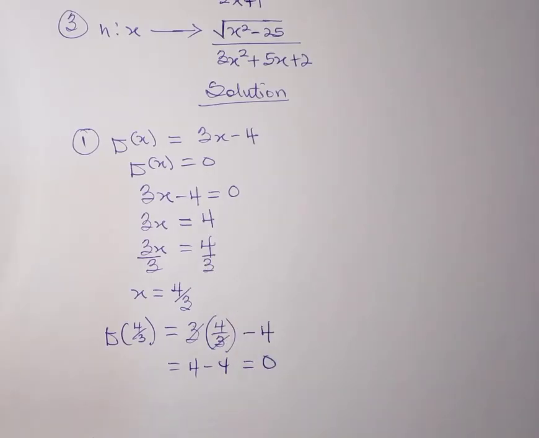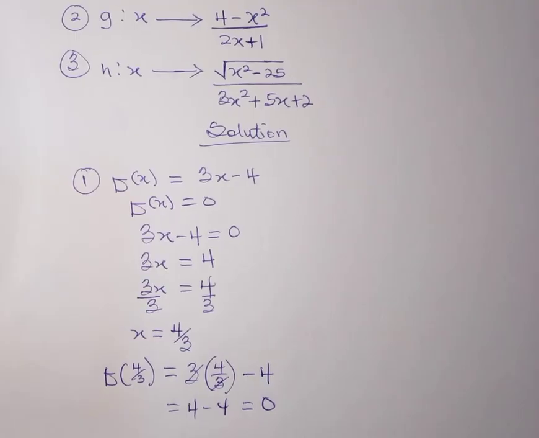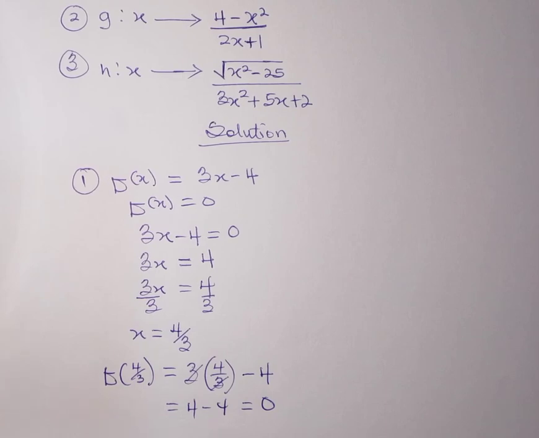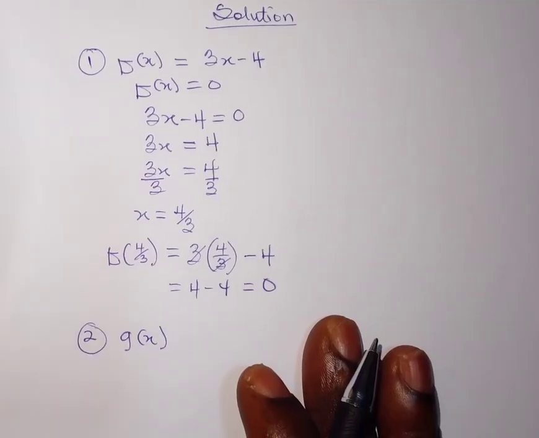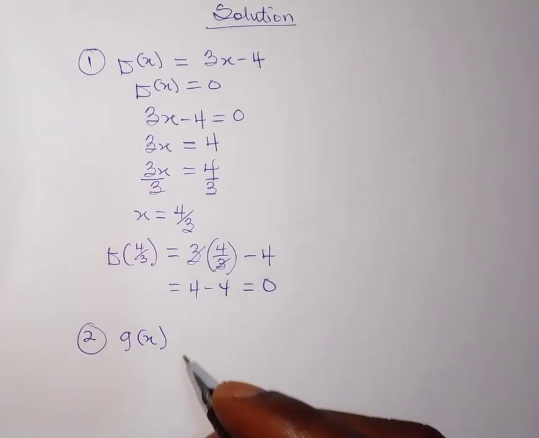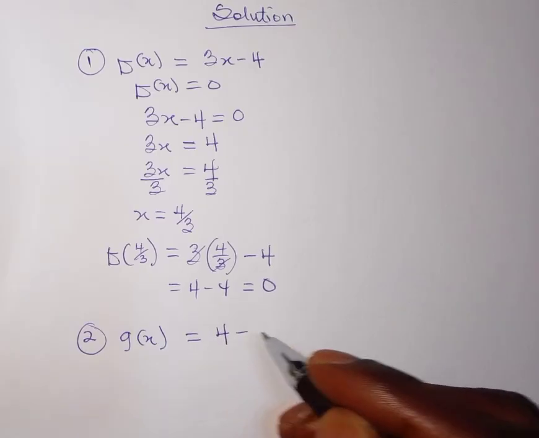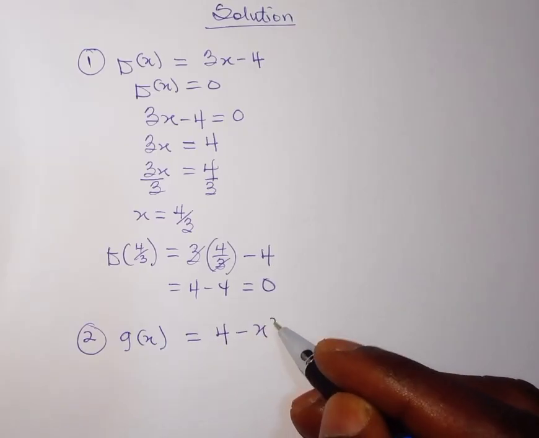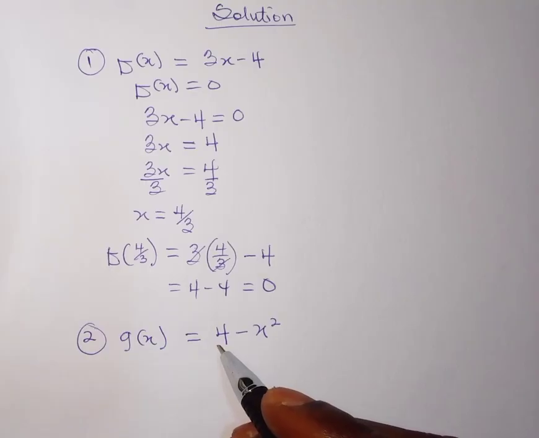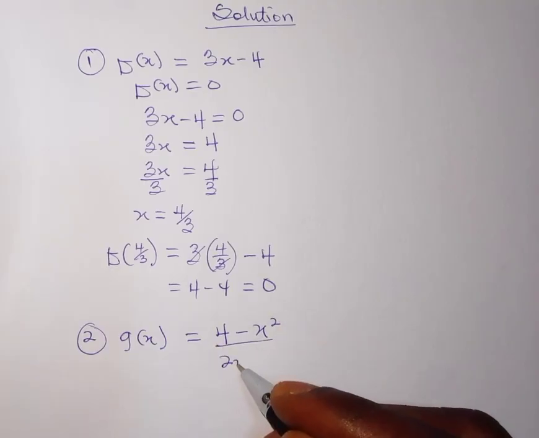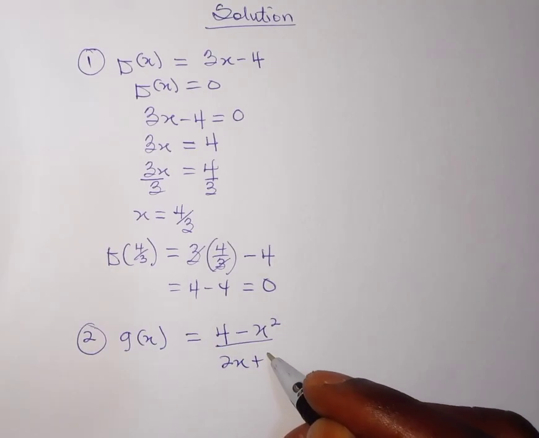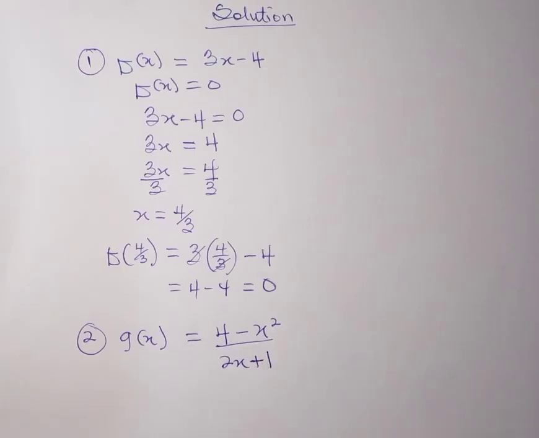Okay, now let's look at example 2. So for example 2, I have j at x is equal to 4 minus x squared divided by 2x plus 1. Good.